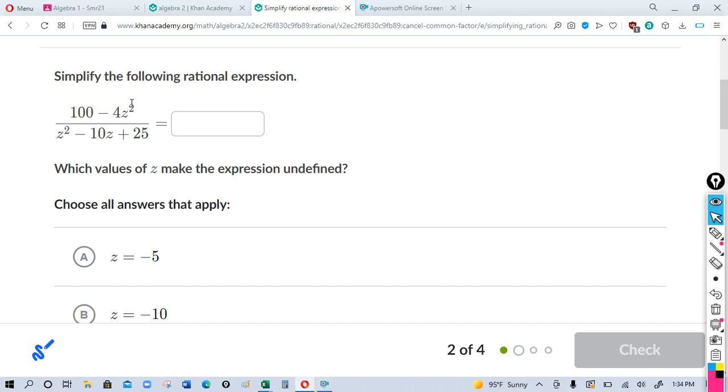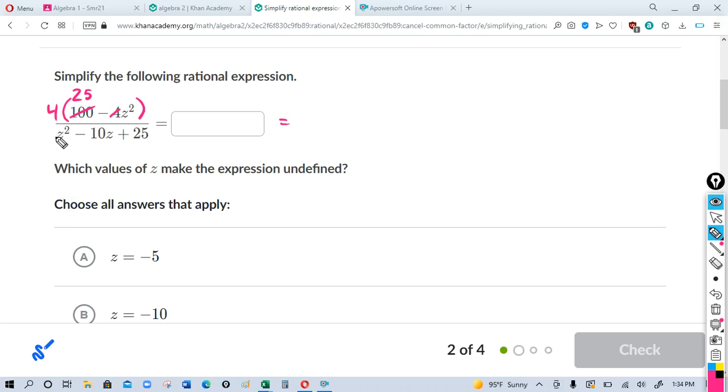So here they want us to simplify the expression. All right. So we have 100 minus 4z squared. Both of those are divisible by 4. So I'm going to factor out a 4 and divide each one by 4. 100 divided by 4, that's a 25. And negative 4 divided by 4, that's going to be a negative 1. So I'll just cancel the 4.